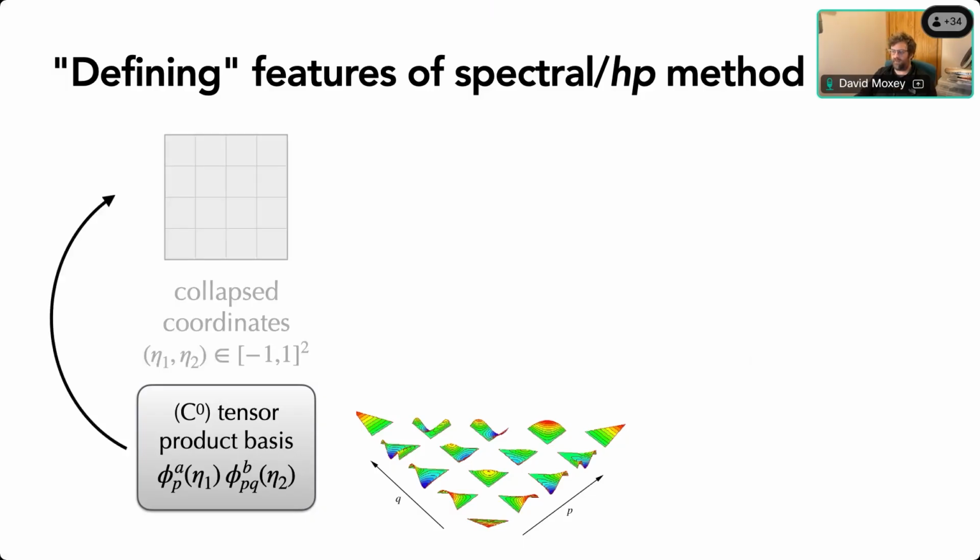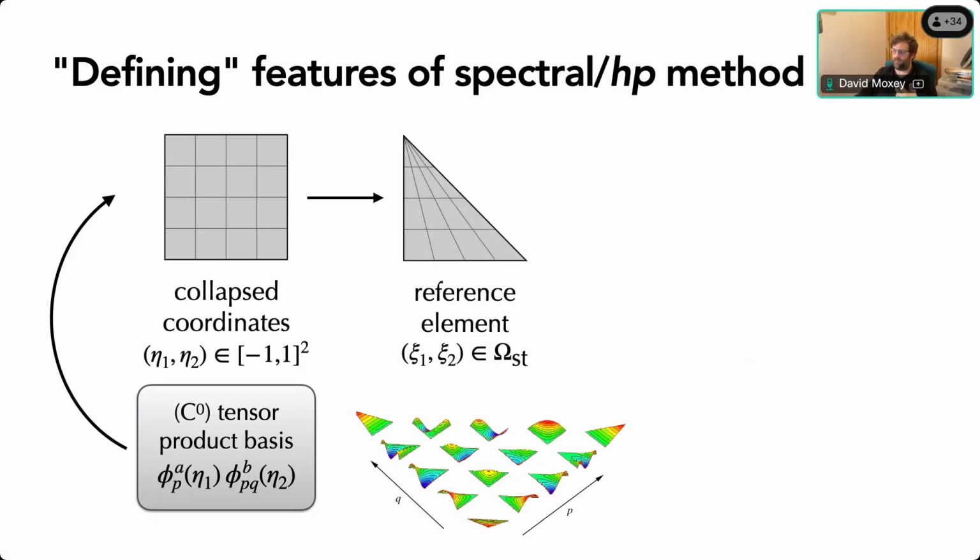So we define this on what we call the collapsed coordinates. So these are always hexahedra, with these eta coordinates. And then those are mapped via a Duffy transformation onto a reference element, in this case a triangle. And so these shape functions live essentially on this collapsed coordinate space, and they still have this tensor product structure, but they still span the appropriate polynomial space for the element you're interested in.